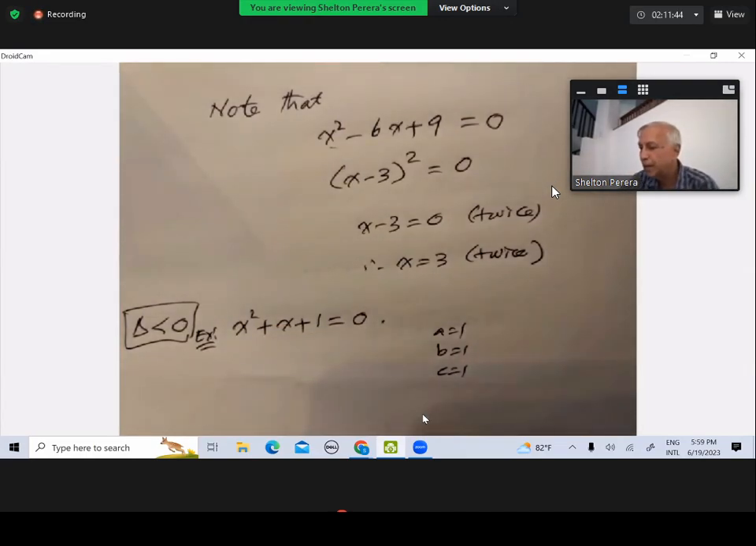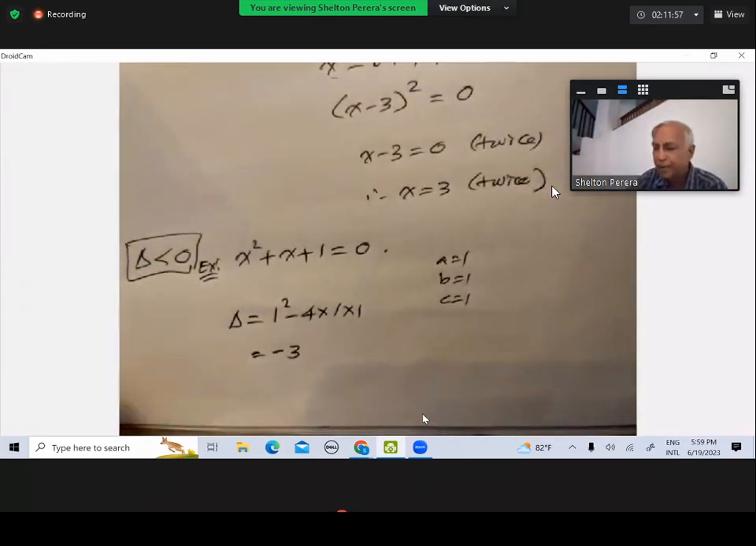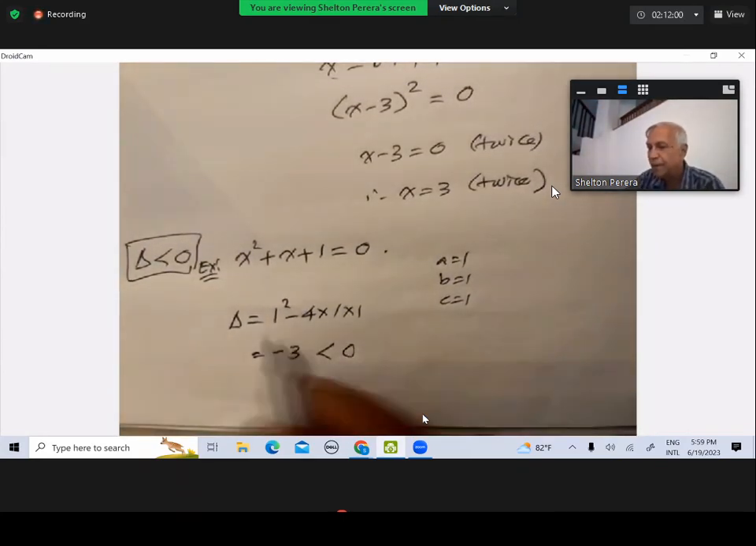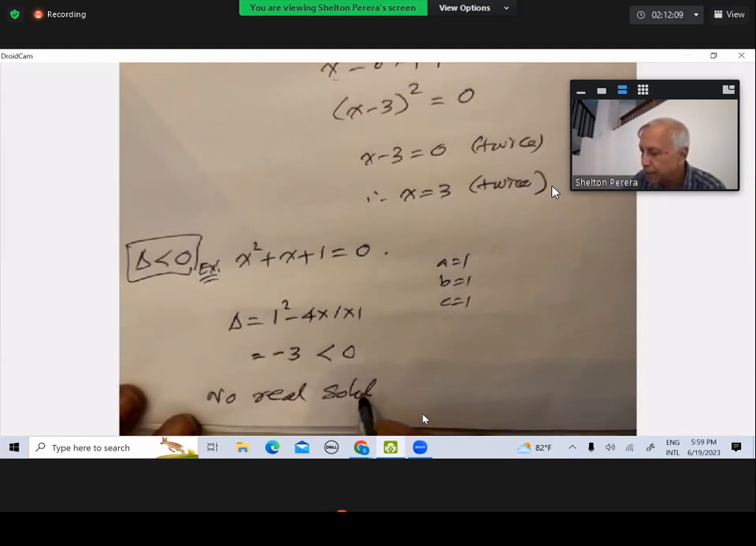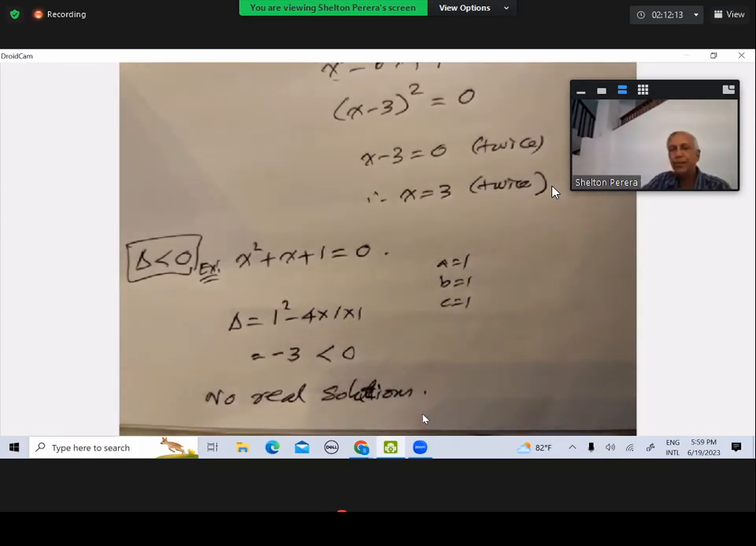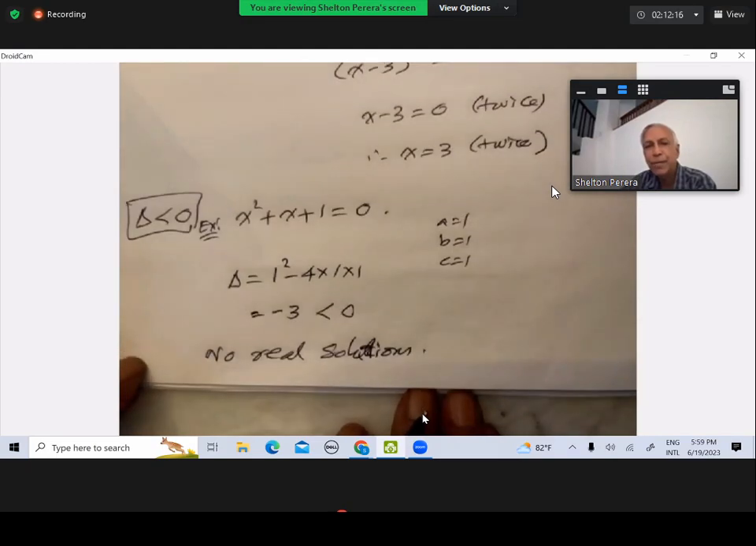So now delta is equal to b squared minus 4ac. B squared is 1 squared, minus 4 times a is 1, c is 1. You get minus 3. Delta is negative. So no real roots, no real solutions or roots.